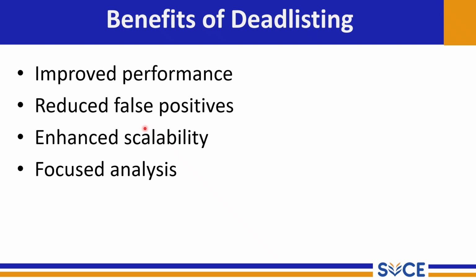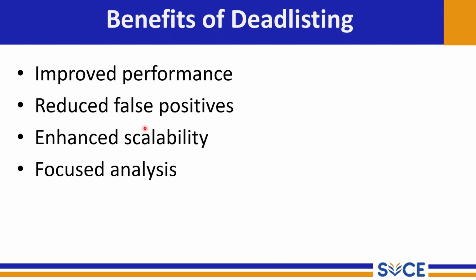And second, reduced false positives. So what is meant by reduced false positives? Deadlisting can help minimize false positives by preventing the anti-malware engine from flagging legitimate files or processes as malicious. This is particularly useful for files that exhibit some characteristics similar to malware but are actually benign.